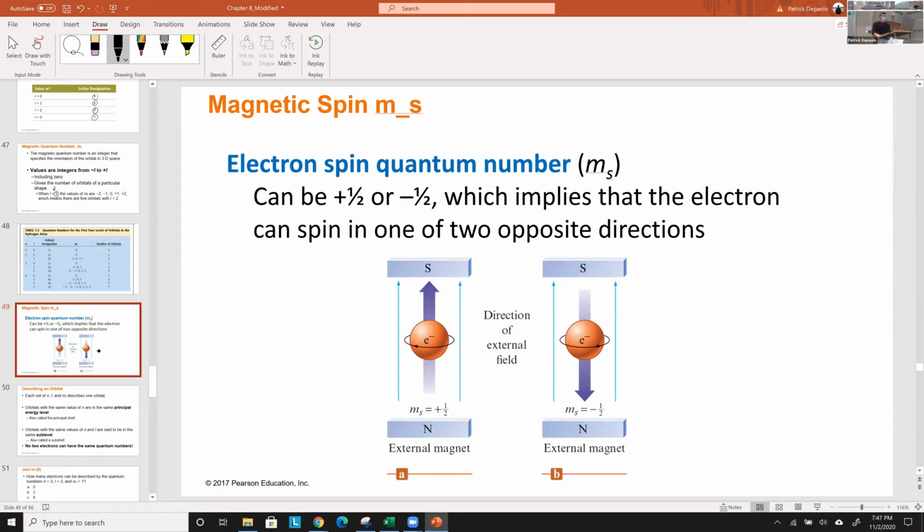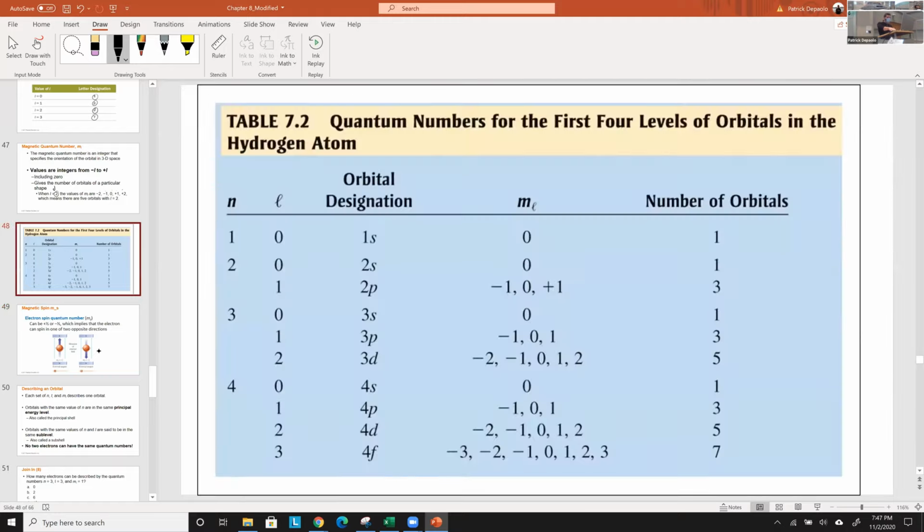Now spin. Once you're in this deep, you know exactly the energy level. You know the L, which tells you the orbital. You know the ML, which tells you the subshell in the orbital. The only thing remaining is whether it spins to the left or to the right, or spins up or spins down. And this is by MS equals plus 1/2 or negative 1/2. Again, it doesn't matter which one is which, as long as one goes up and the other goes down. They could both be in the same subshell that way.